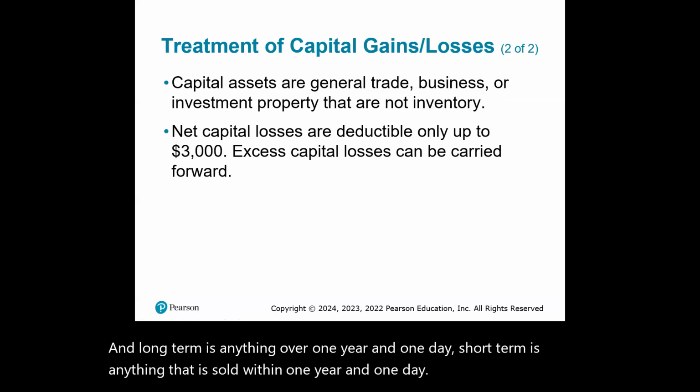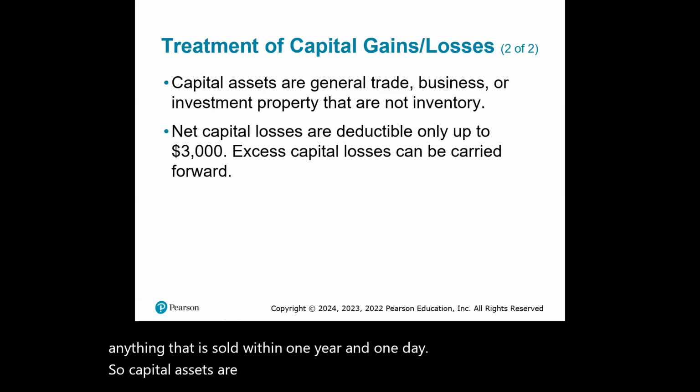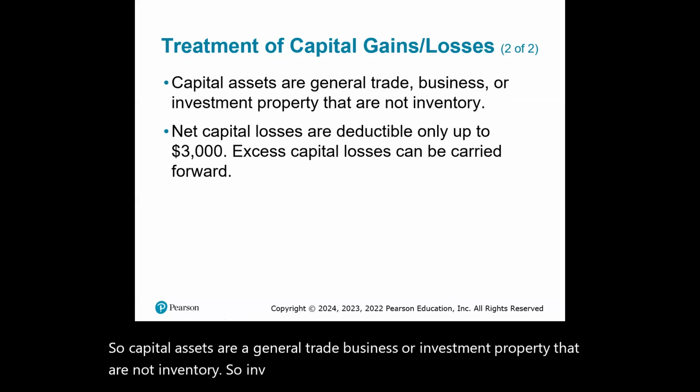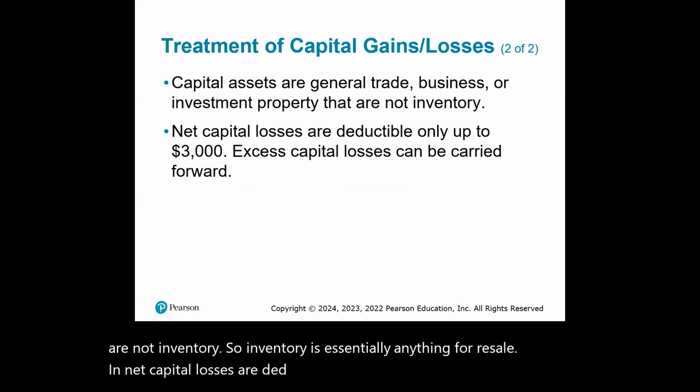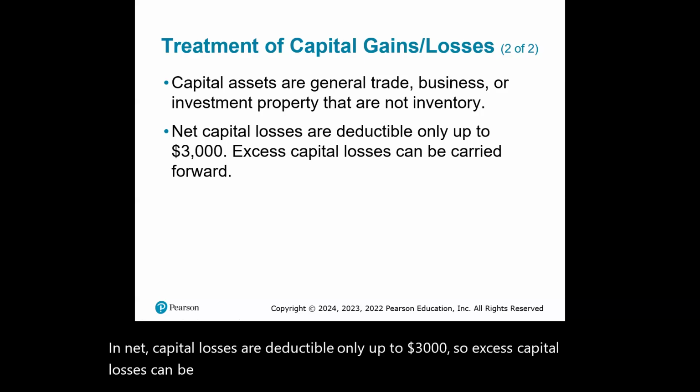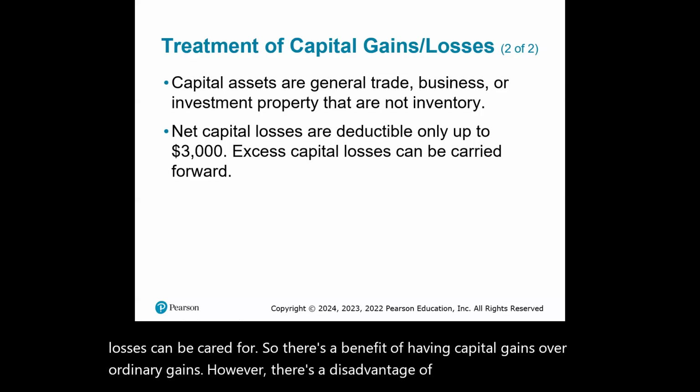So capital assets are general trade, business, or investment property that are not inventory. Inventory is essentially anything for resale. Net capital losses are deductible only up to $3,000, and excess capital losses can be carried forward. So there's a benefit of having capital gains over ordinary gains. However, there's a disadvantage of having capital losses over ordinary losses.